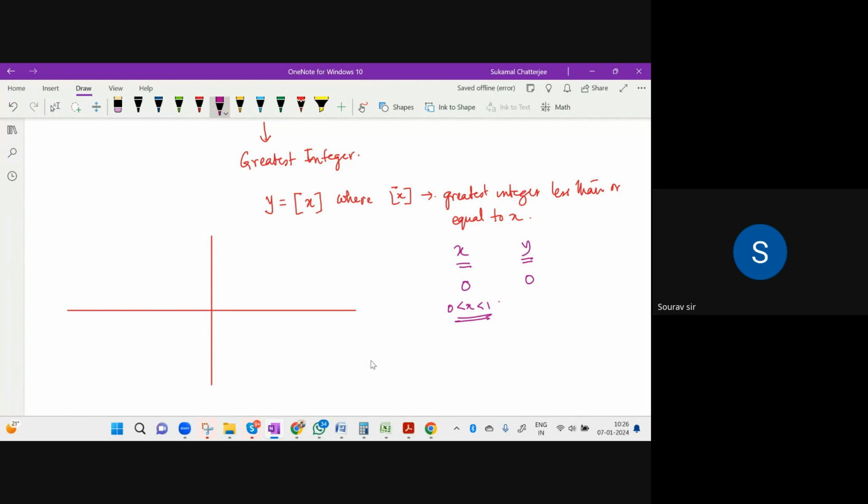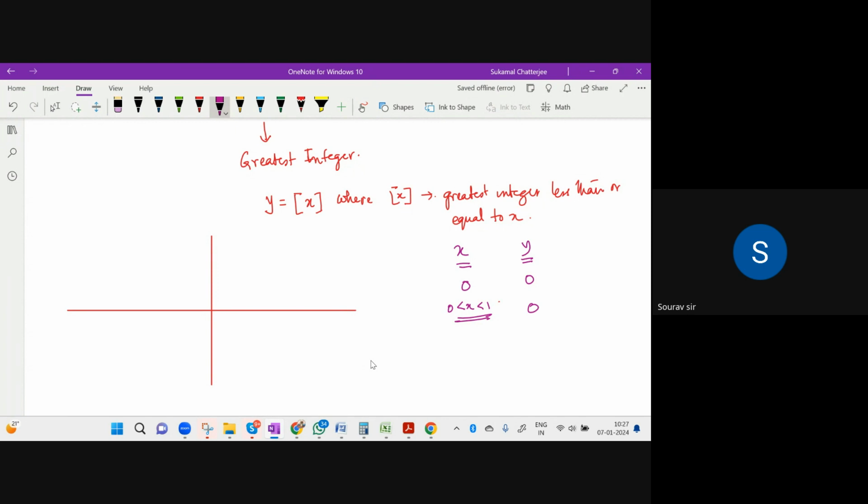What would be the value of y? That means x is a positive fraction, which is less than 1, lying between 0 and 1. What would be the value of y? y will be 0, because y is the greatest integer less than or equal to x.